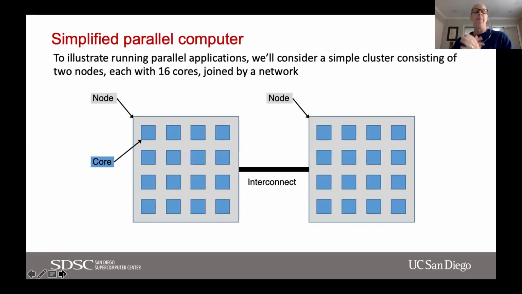So we're going to look at a very simplified parallel computer. We're going to imagine a very, very stripped down cluster consisting of just 2 nodes, each of these with 16 cores, and they're joined by a network. The large gray box is going to be our node. Those little blue boxes are going to be the cores within a node. And we have some kind of interconnect. It could be Ethernet or InfiniBand.